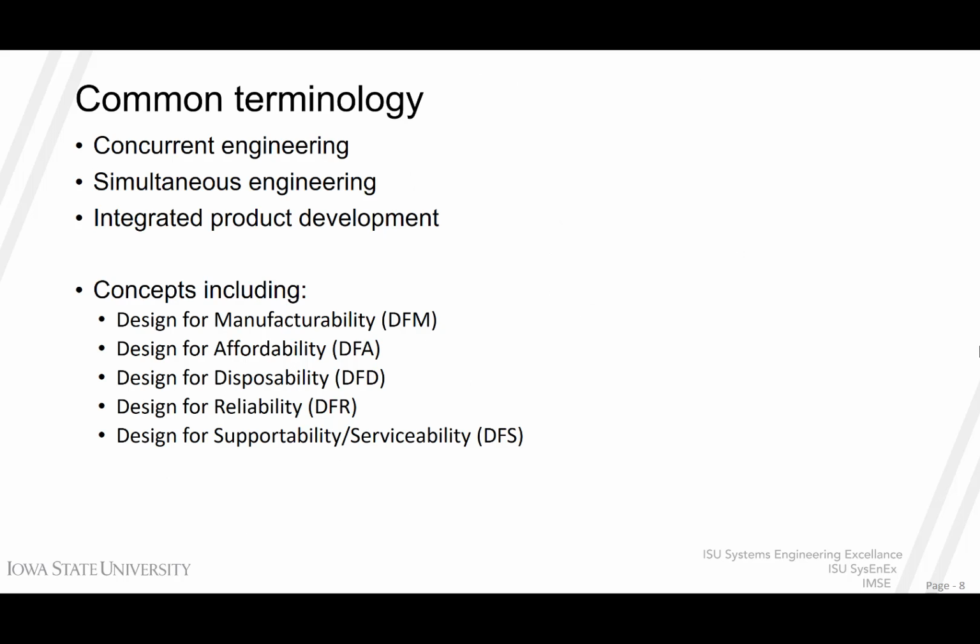Some common terminology to understand include concurrent engineering, simultaneous engineering, and integrated product development. All of these terms are common terms that can effectively be used interchangeably. They refer to the systematic approach of creating system design that simultaneously considers all phases of the life cycle. This scope includes conception through disposal and encompasses production, distribution, maintenance, and phase-out elements.